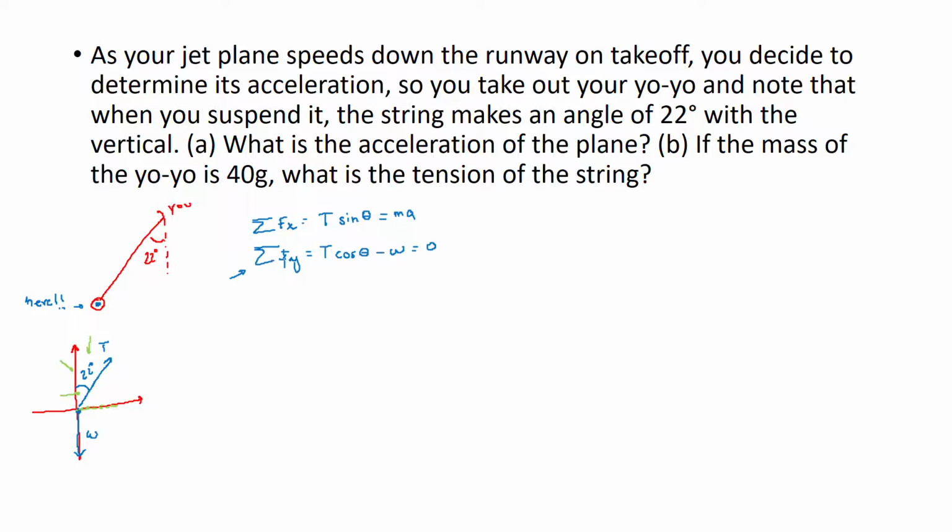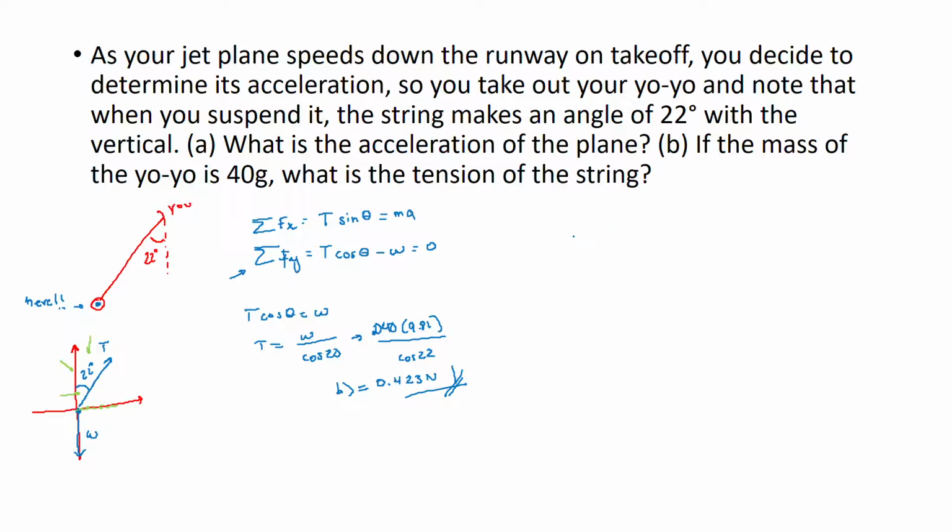T cosine of theta is going to be equal to the weight. So the tension is going to be weight over the cosine of 22. The weight is mass, that's 40 grams, so 0.04 times 9.81, over the cosine of 22. And this is going to be equal to 0.423 newtons. Okay, so there we go. This is part B.